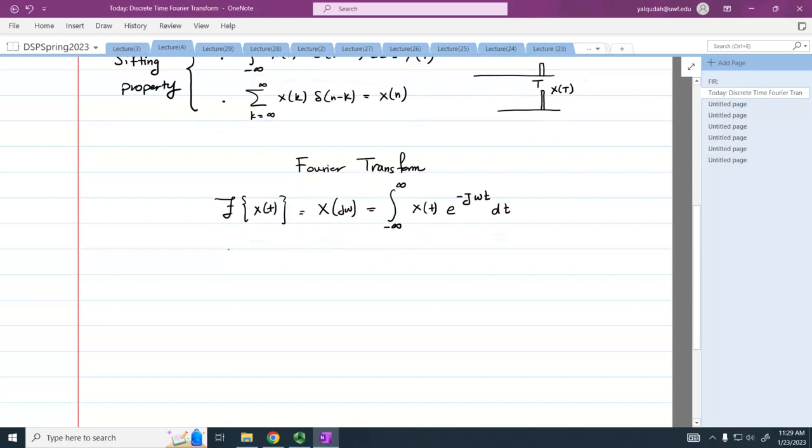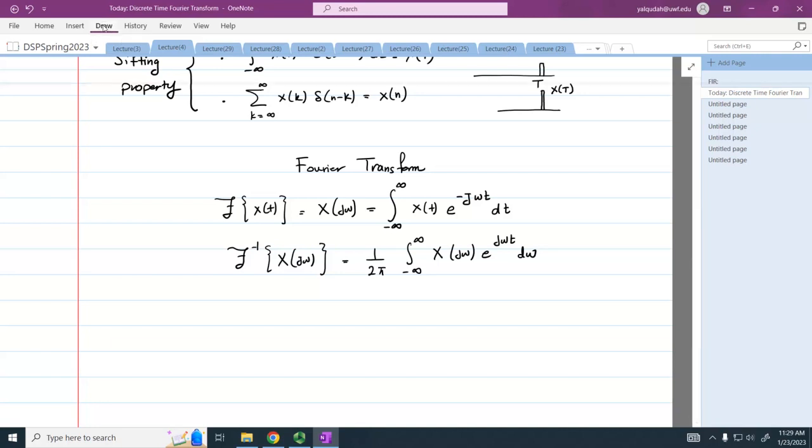What is the inverse Fourier transform? I can take the Fourier transform and calculate the inverse. It's equal to 1 over 2 pi, the integration from negative infinity to infinity, X of j omega e to the j omega t d omega. These two expressions are the definition of the Fourier transform.